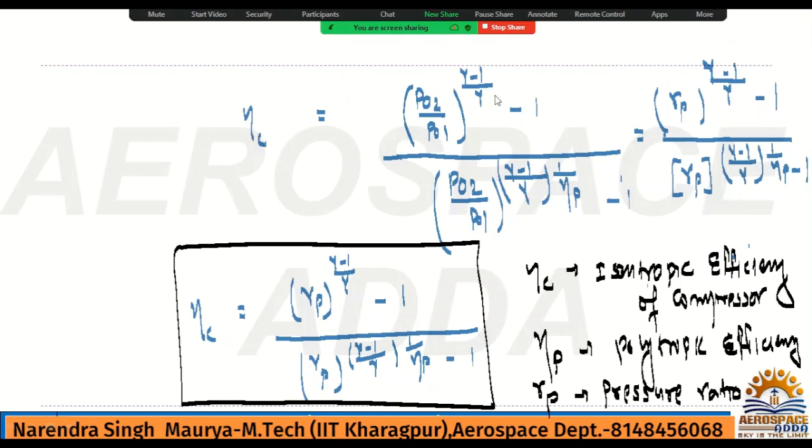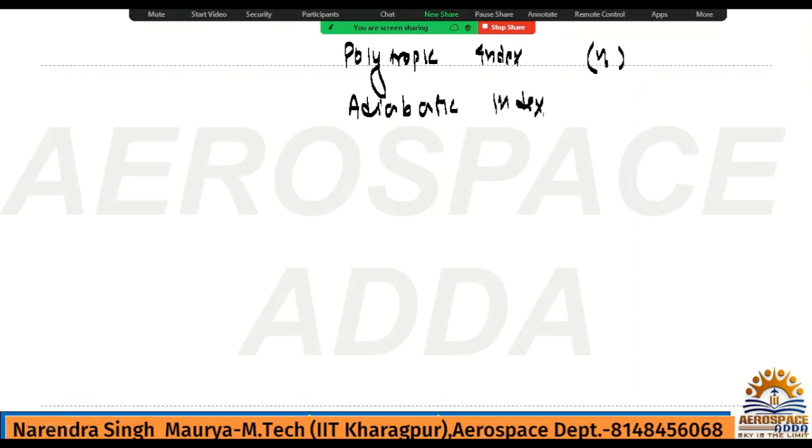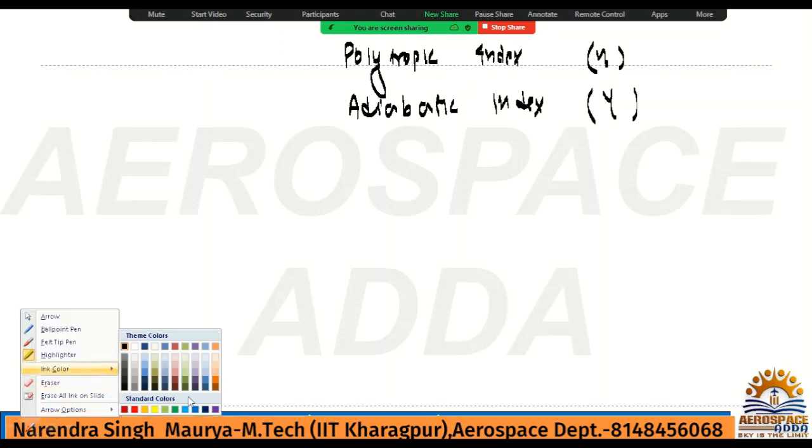Okay, nice. Now, as I told you, this is the conversion of polytropic efficiency into isentropic efficiency. One more conversion you can write, that is the conversion of the index from polytropic index to adiabatic index. That also you need to write, it is important. This is called the polytropic index, denoted by n, and the adiabatic index is denoted by gamma. That relation I just want to give you, sometimes it is very useful in numericals.